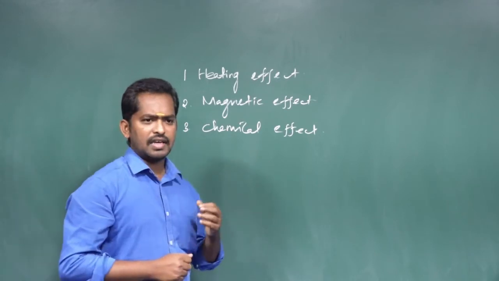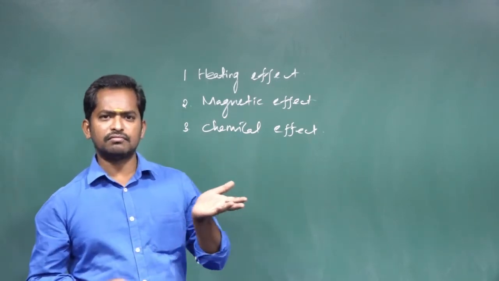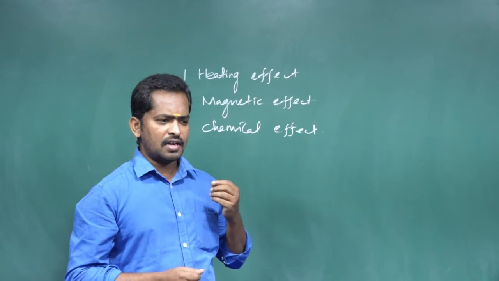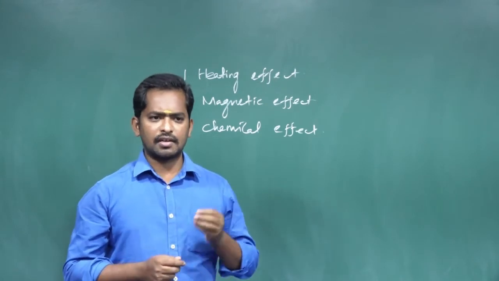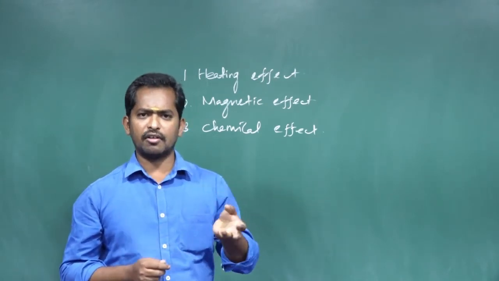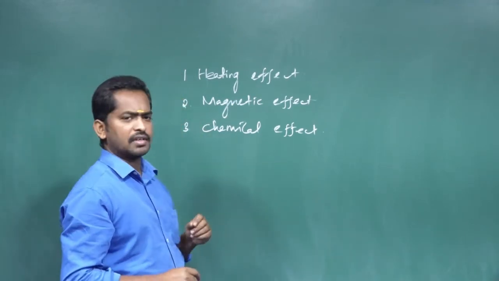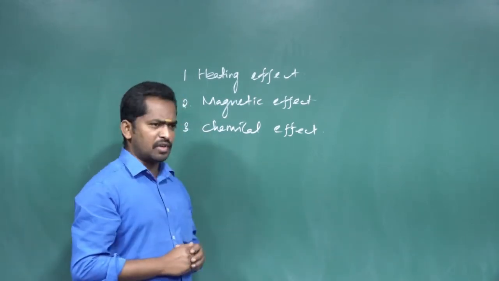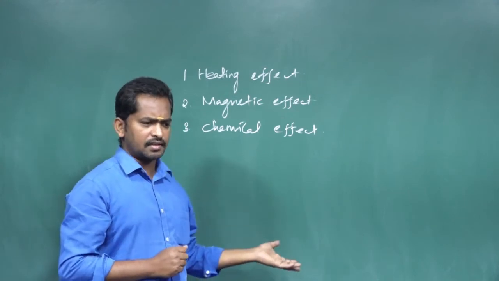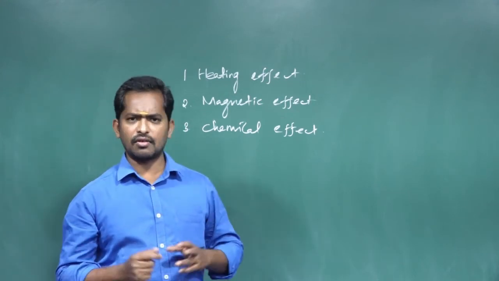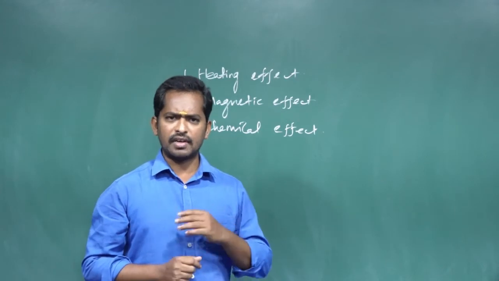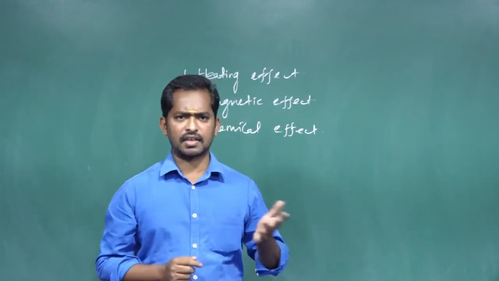Magnetic effect: electric energy is converted to magnetism. When electric current flows through a conductor, a magnetic field is developed around the conductor. This phenomenon is called the magnetic effect. And the third one is the chemical effect. Electric energy is converted to chemical energy. A good example is cells, as well as primary cells and secondary cells.